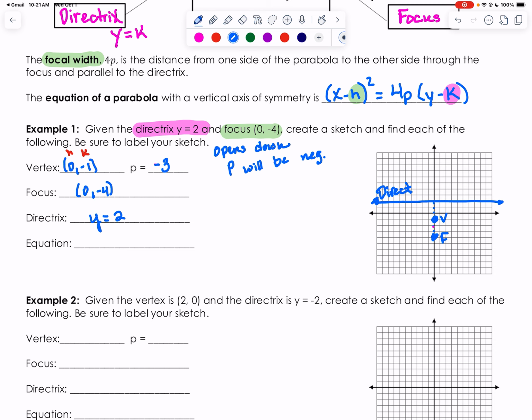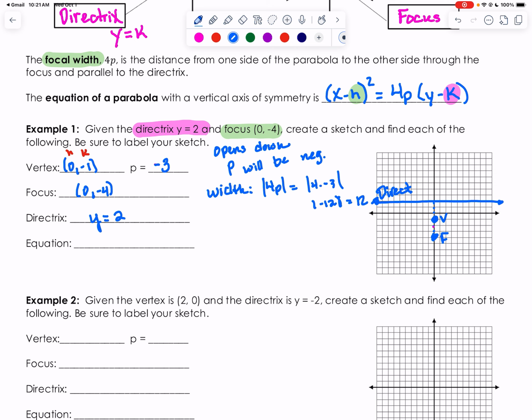To draw our parabola, we need to know the width of the parabola. So write this down. The width of the parabola is the absolute value of 4p because it's a distance. Okay, so in this problem, it would be the absolute value of 4 times -3, which would be the absolute value of -12, which is 12 units. So the width of this parabola is 12 units.